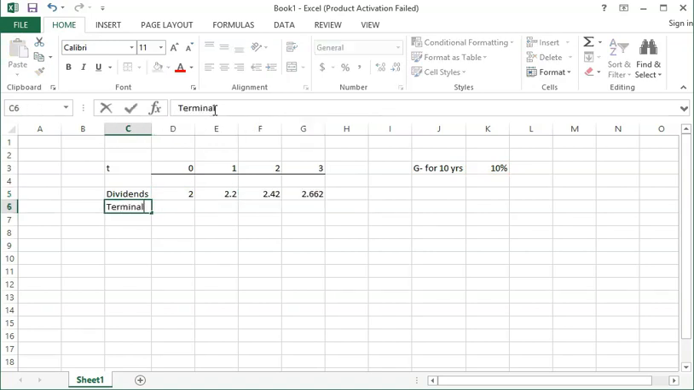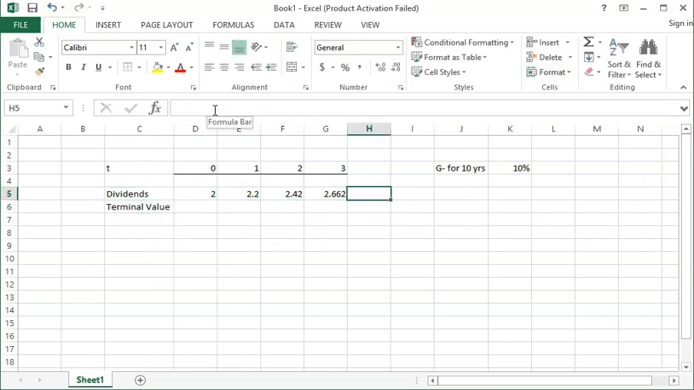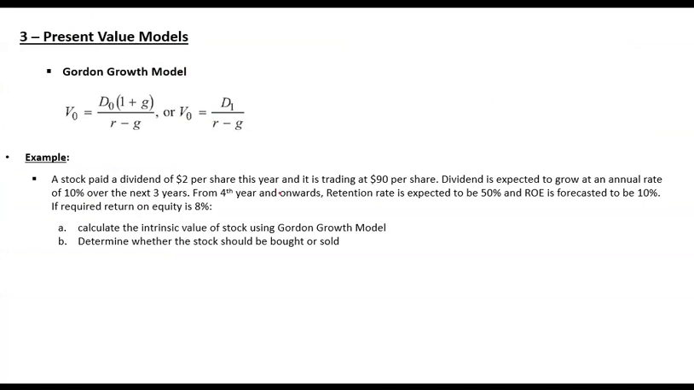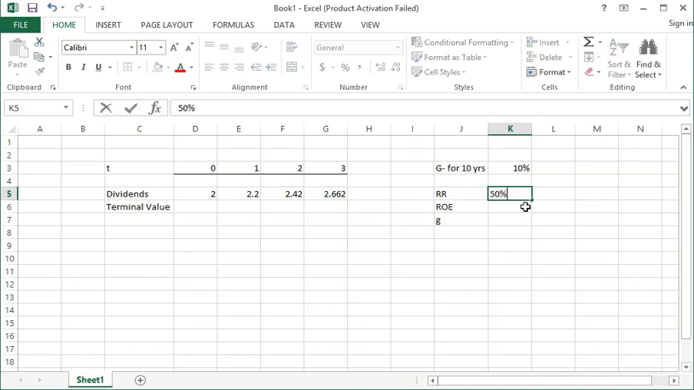Then terminal value. Because I am not forecasting dividends beyond 3, I need a terminal value at the end of the 3rd year. For that terminal value, I need the sustainable growth rate beyond the 3rd year. How do I get that? I will take the retention rate and ROE, and based on that I will calculate the sustainable growth rate. So the retention rate is 50% and ROE is 10%. If I multiply these two, it gives me a sustainable growth rate of 5%.